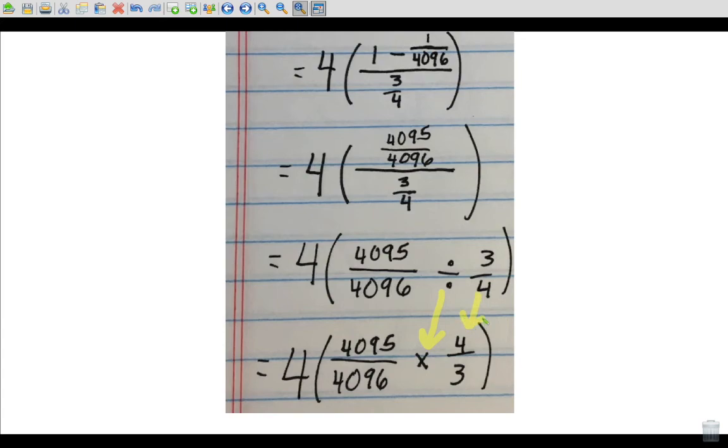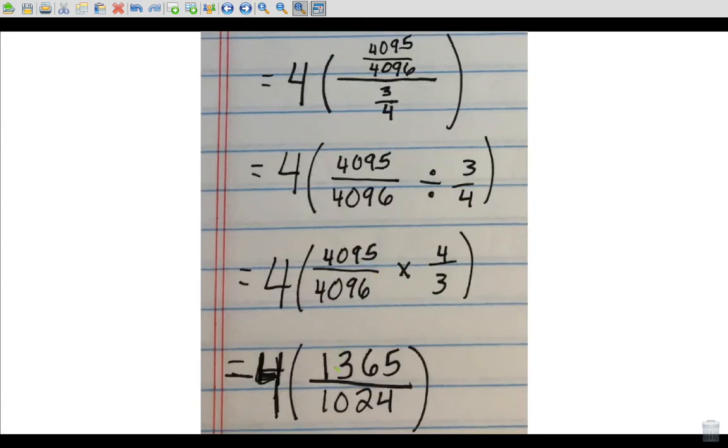Now again, you're going to be tempted to take out your calculator and multiply these two fractions, but it's far easier if you simplify before you multiply the fractions. 3 is a factor of 4,095. 3 will divide into 4,095. We can simplify. 4 is a factor of 4,096. We can simplify that. That yields, inside of the parentheses, the fraction 1,365 divided by 1,024.